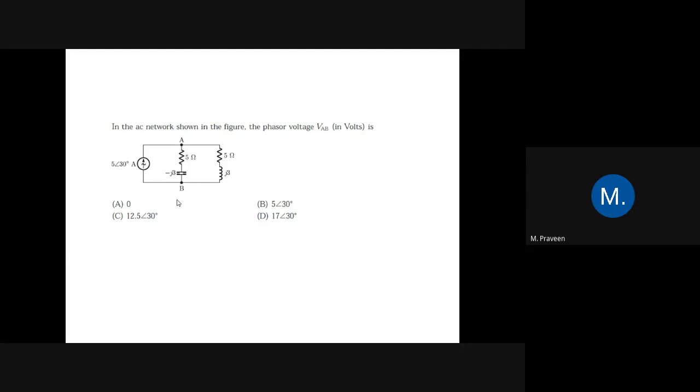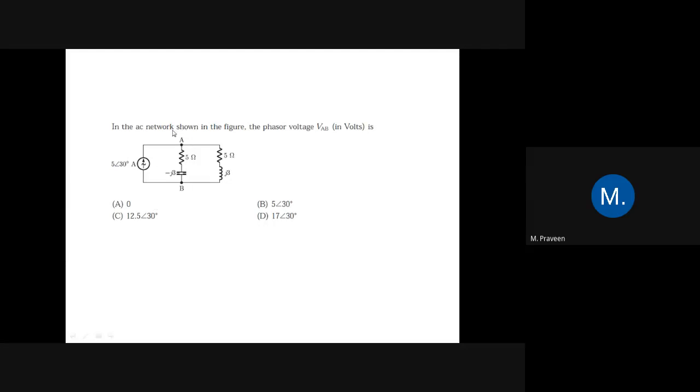So let's see what is the answer. Actually, the answer for the question is option D. Okay. So first we have to find the total impedance. So if you take this one as Z1 and this one as Z2. So for Z1, resistance and capacitance both are in series.